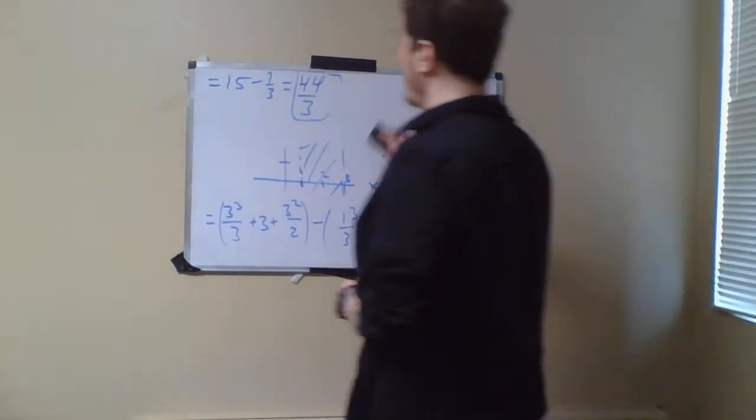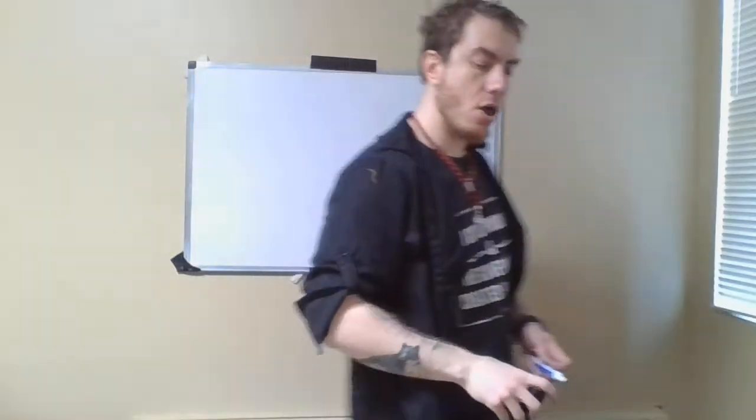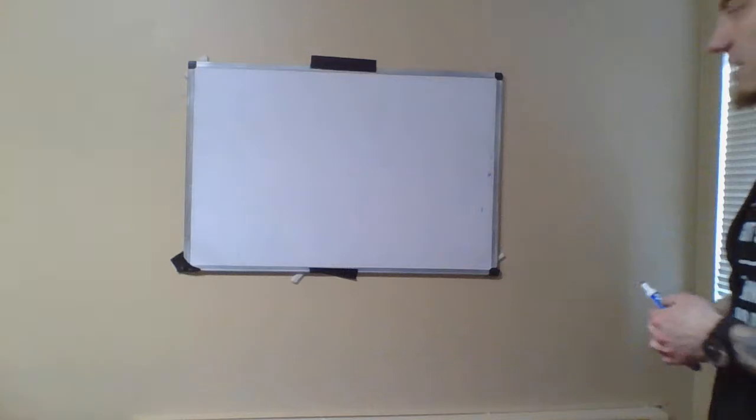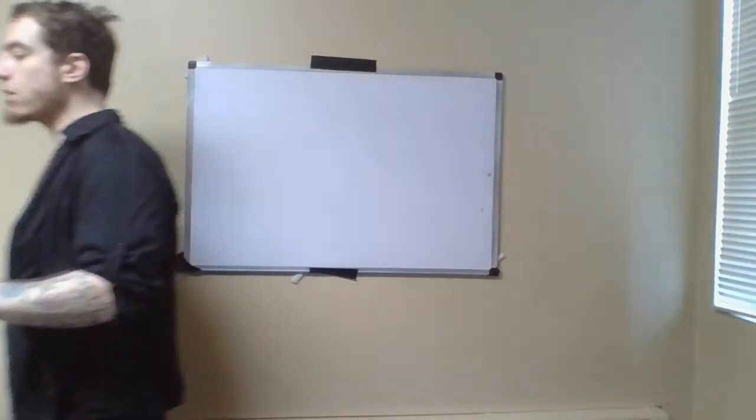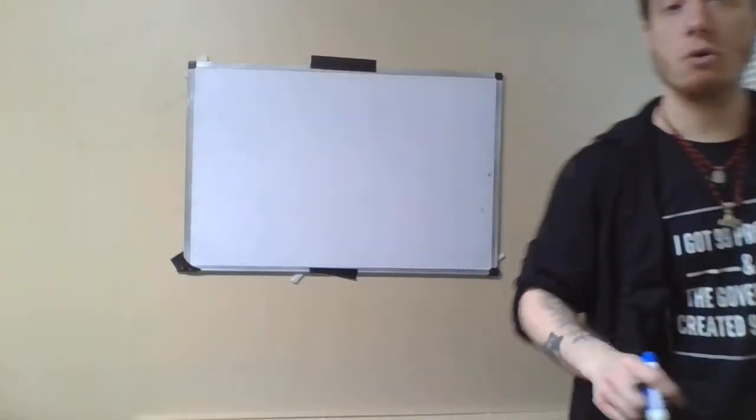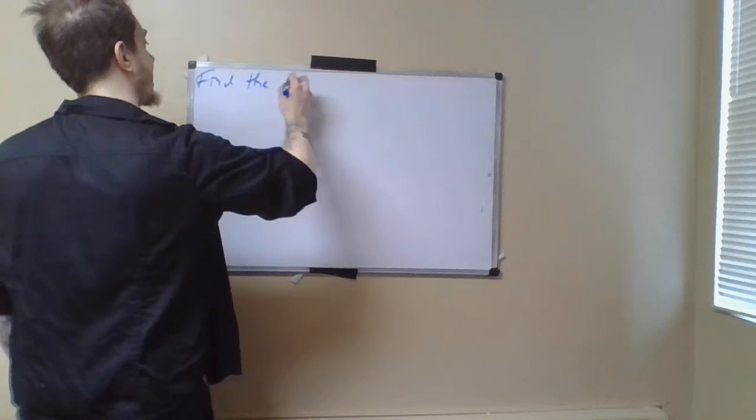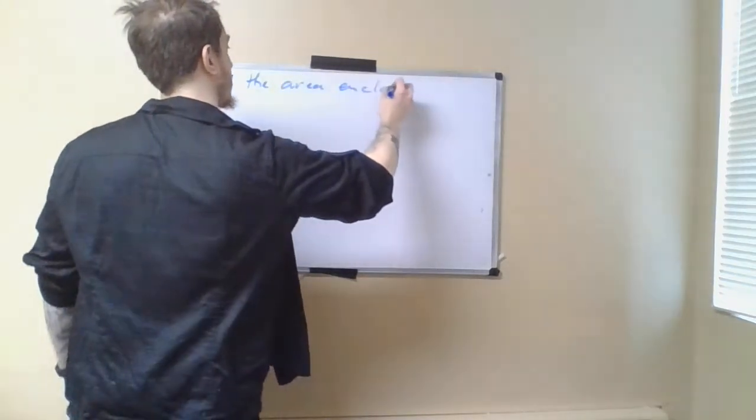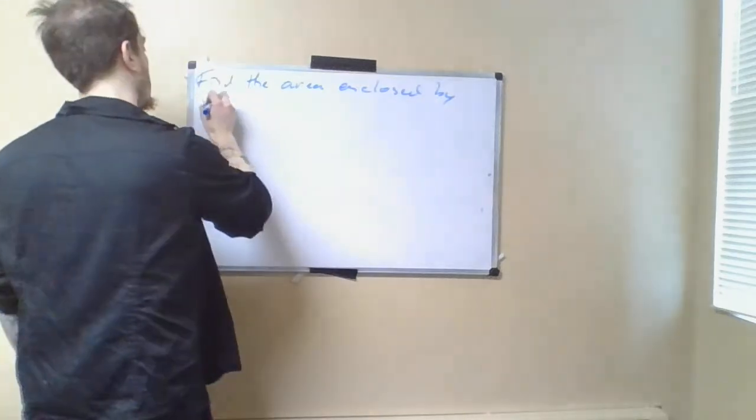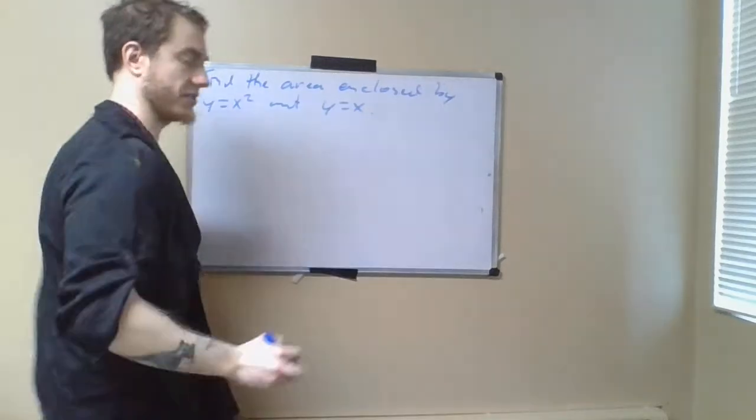Now, where these kinds of things get a little bit tricky is that you can have problems where the top function and the bottom function aren't necessarily always the same thing, or where we actually don't have the bounds for the integral given to us. So here's an example of another type of problem. Let's suppose that I want to find the area enclosed by y equals x squared and y equals x.